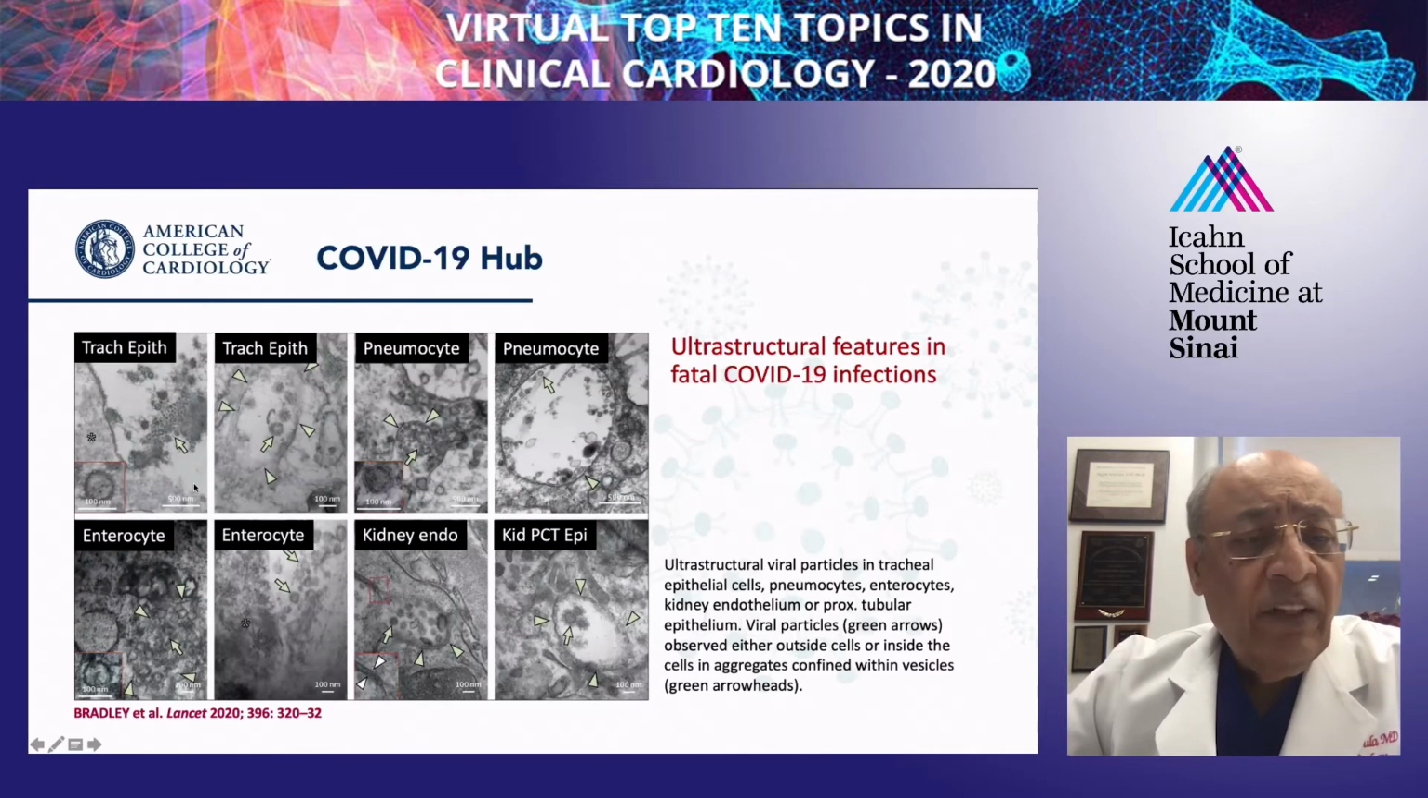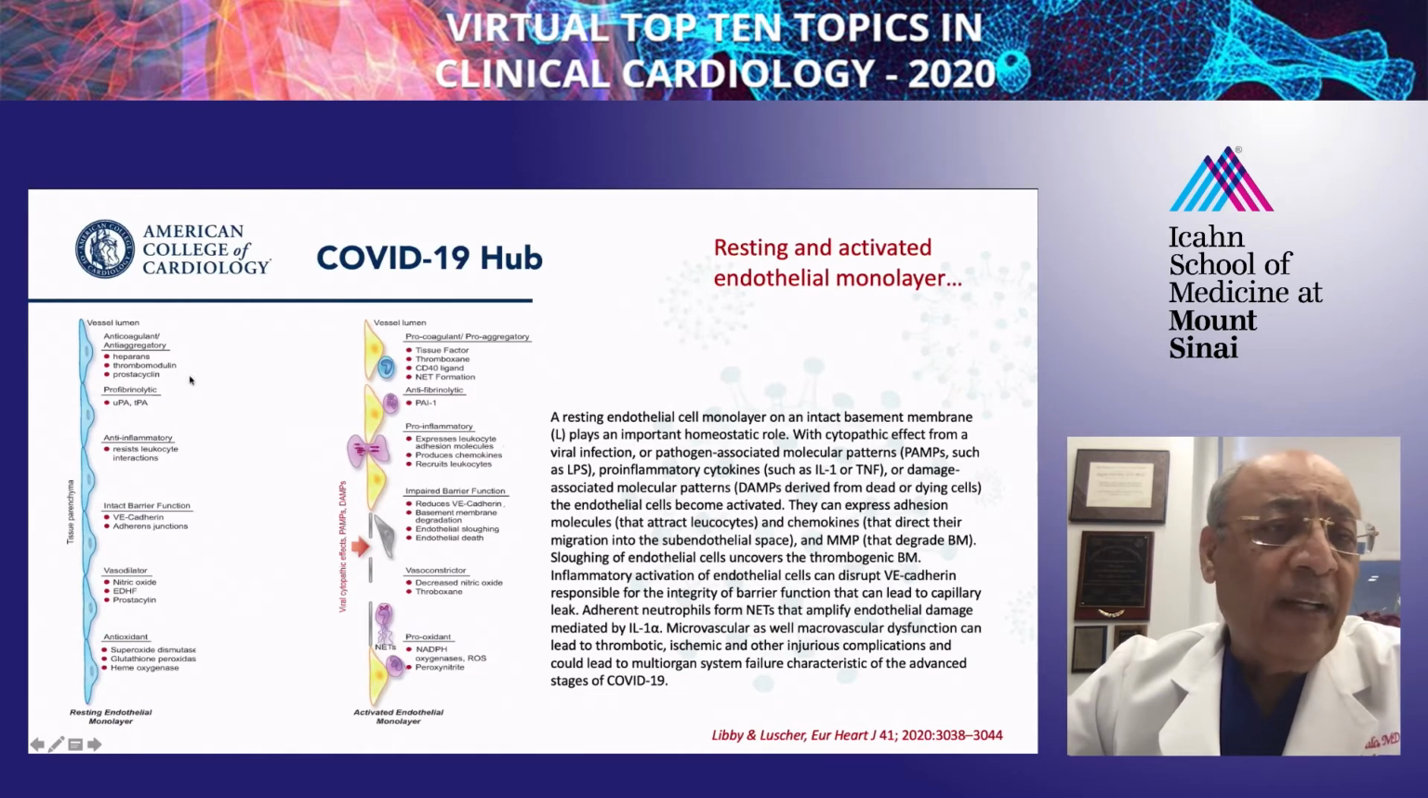Now, in this particular figure, you would be able to see the ultrastructure of various organ systems. You can clearly see the viral particles present in the tracheal epithelium in the first two figures here, and then in the pneumocytes as well, and then in the enterocytes in the GI system, as well as in the kidney endothelium and the kidney proximal convoluted tubule epithelium in this particular case.